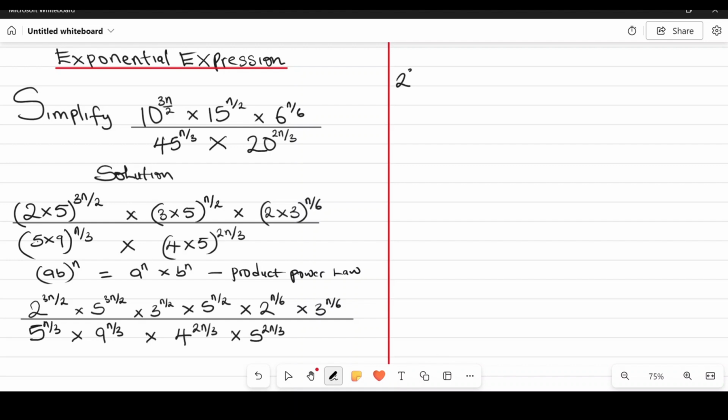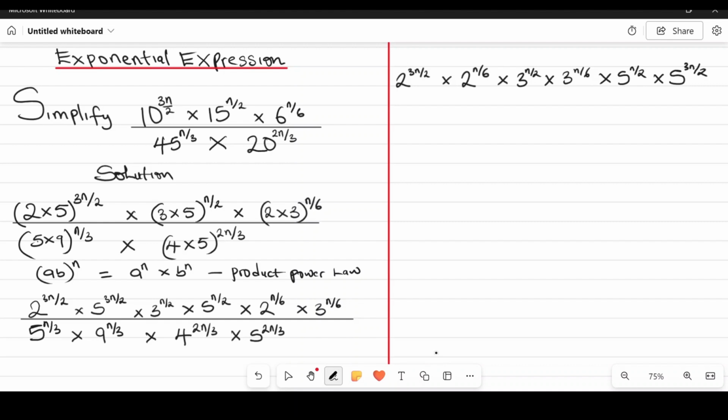2 raised to the power of 3n divided by 2, times 2 raised to the power of n divided by 6, times 3 raised to the power of n divided by 2, times 3 raised to the power of n divided by 6, times 5 raised to the power of n divided by 2, times 5 raised to the power of 3n divided by 2, in the numerator.